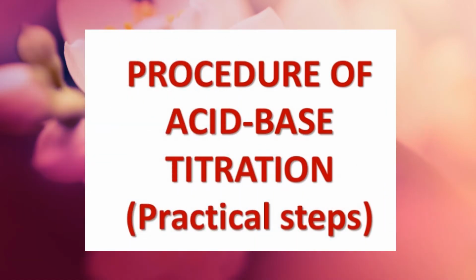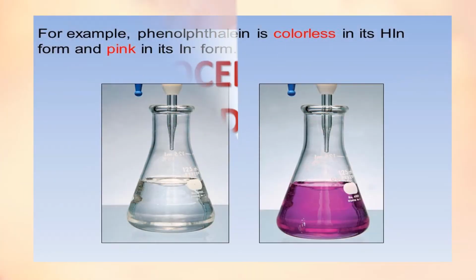Dear students, let's see the titration of strong acid against strong base using phenolphthalein as an indicator. The indicator is a chemical substance that changes its color over a range of pH. Phenolphthalein is colorless in acid, whereas it shows pink color in the base.